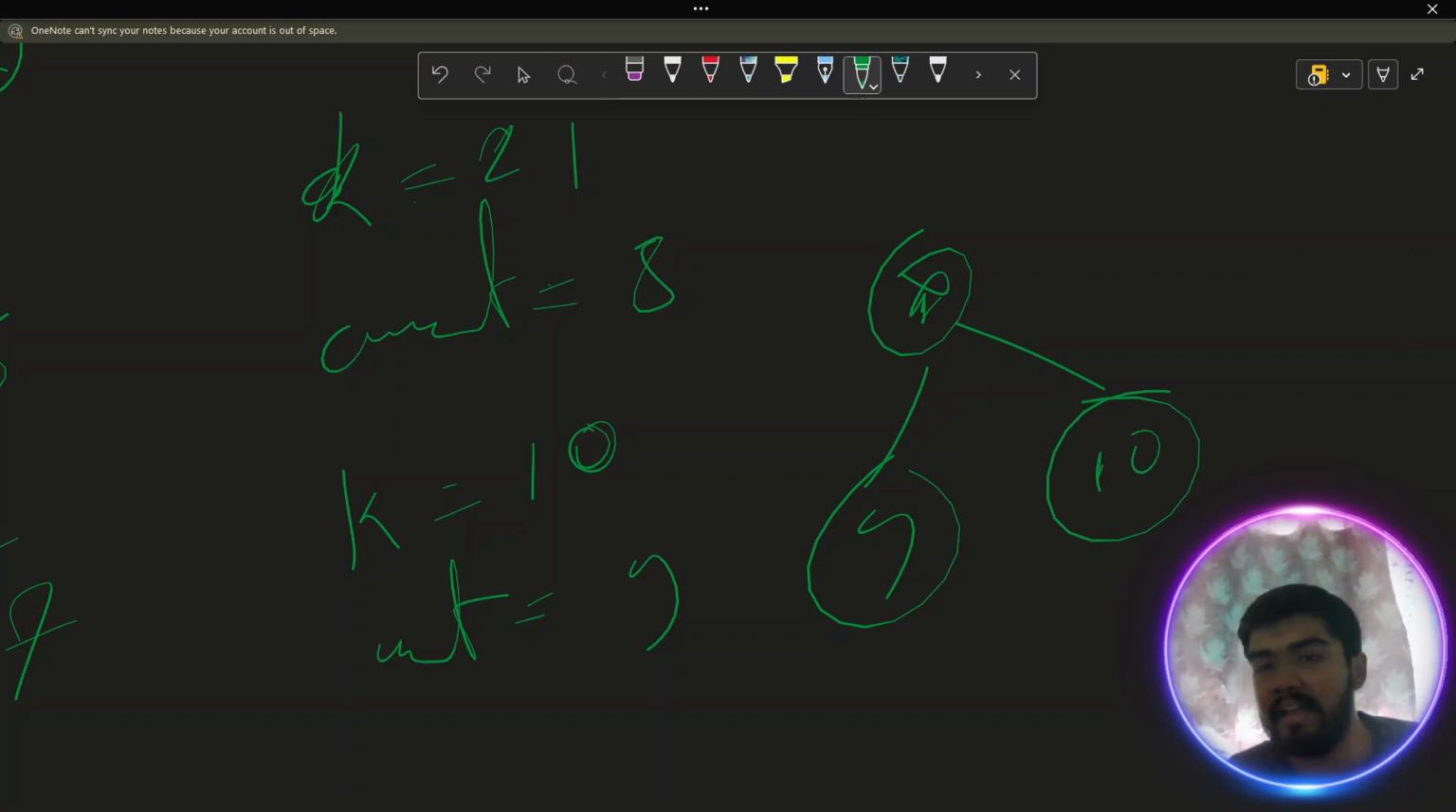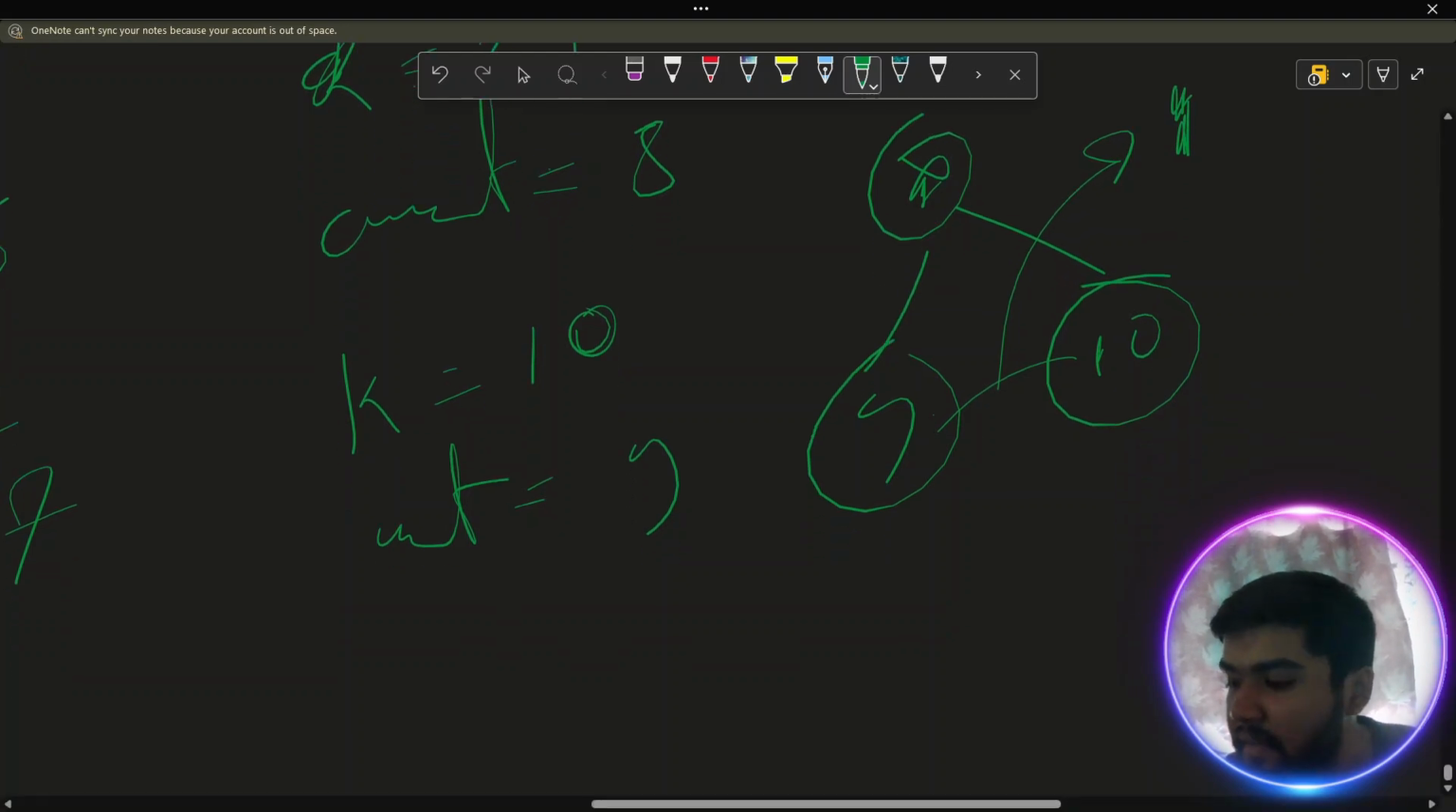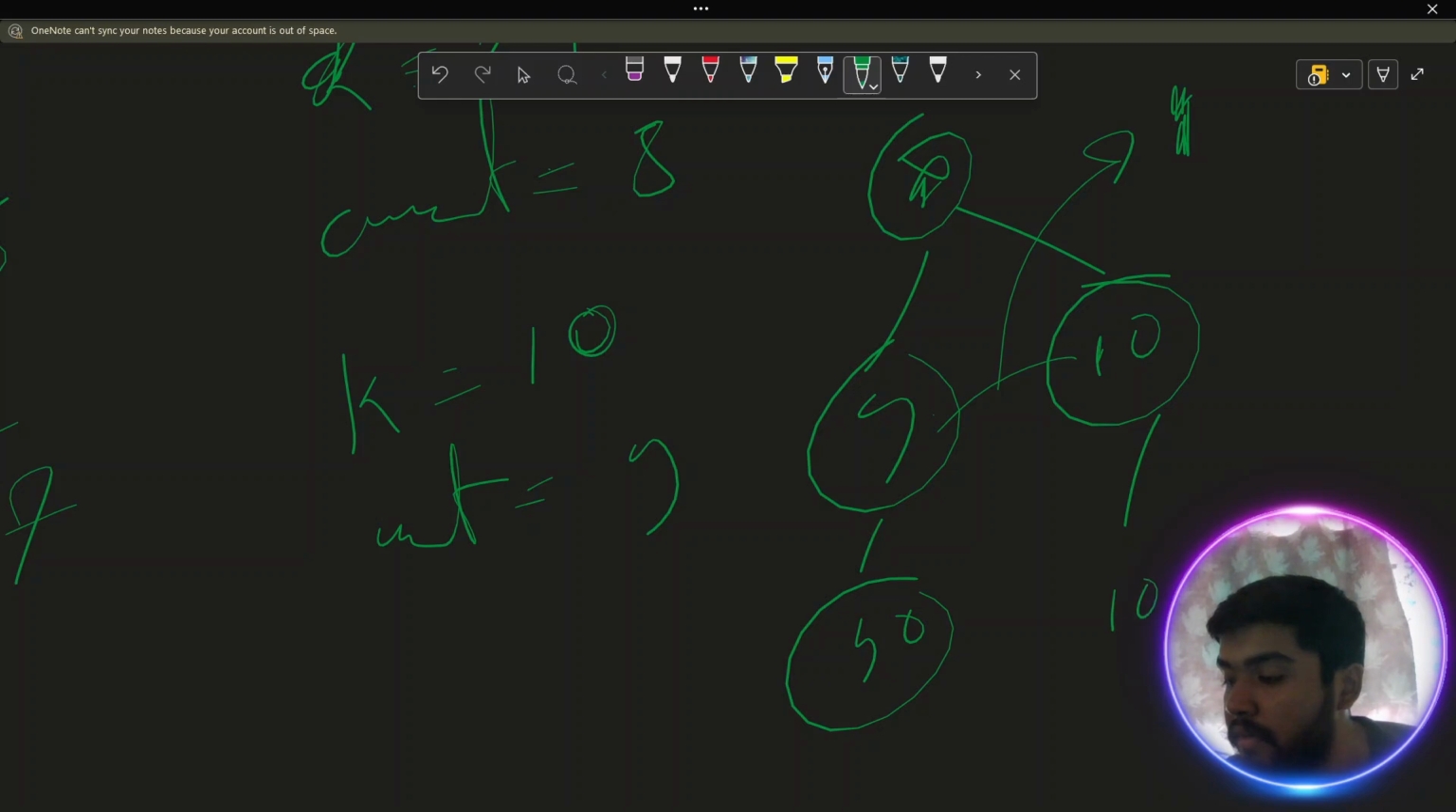9, 10, gap is 1. If I am doing so, let me think about this. This is 1. Then the next one becomes 90, 100. 90, 10 plus 10 is 100. So for 90 and 100, here we got a gap of 10. So 10 plus 1 is 11.